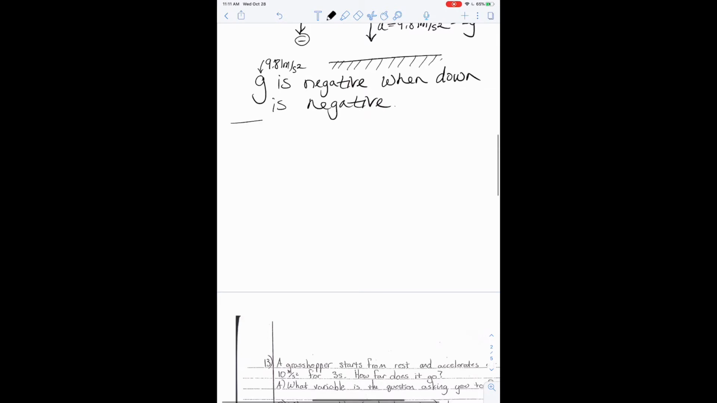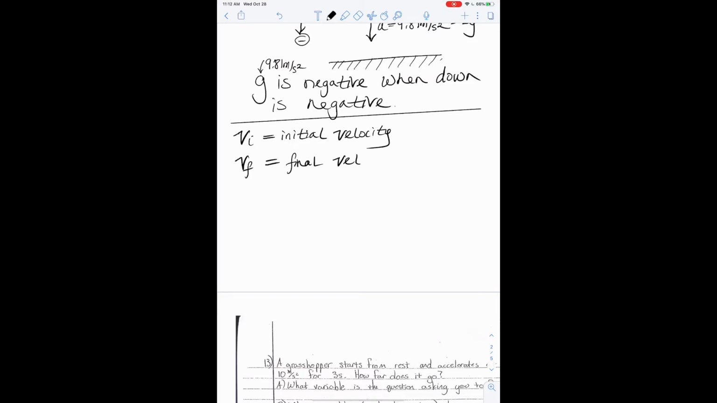These variables, let's go ahead and jot these down. VI is initial velocity. What I was trying to say is these variables have a relationship based on some mathematics, based on calculus, that they relate to each other in a certain way when the acceleration is constant.